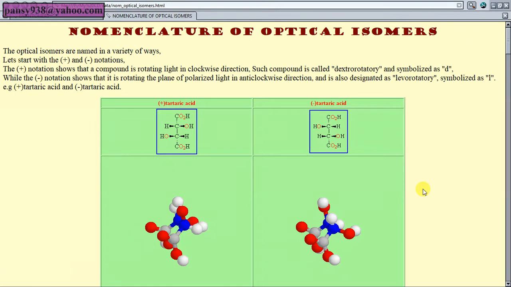Today we are going to discuss how to name the optical isomers. You may have heard the representation of optical isomers in a variety of ways. Most frequently we use the positive and negative notations for this. Sometimes we use small d and l for the representation of their optical rotation.